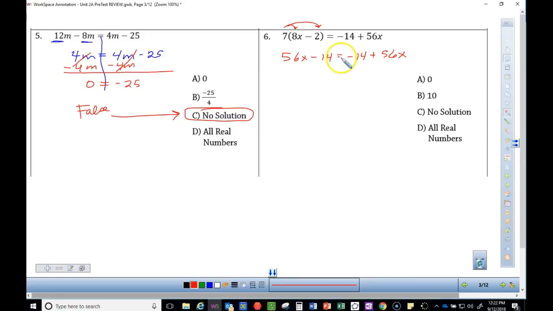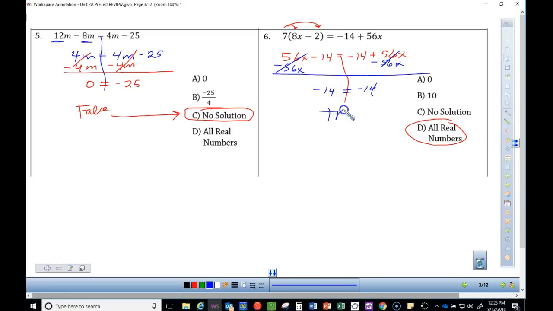Now some people will notice that these are identical. We have a negative 14 and a positive 56x. So they already know it's all real numbers. But not all of us. So let's get our variable on one side. So we'll minus 56x. And then what happened is our variable canceled out on both sides. But we ended up with negative 14 equals negative 14.